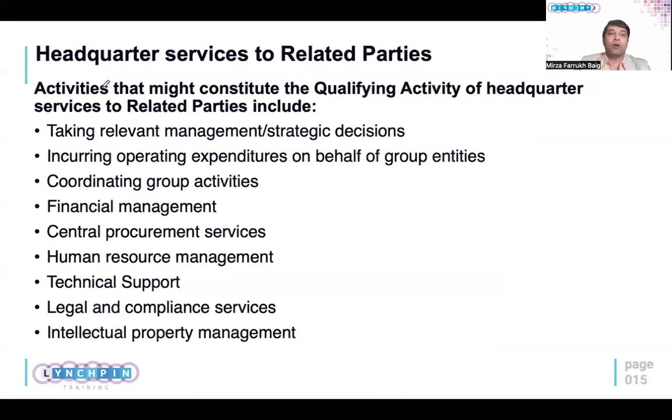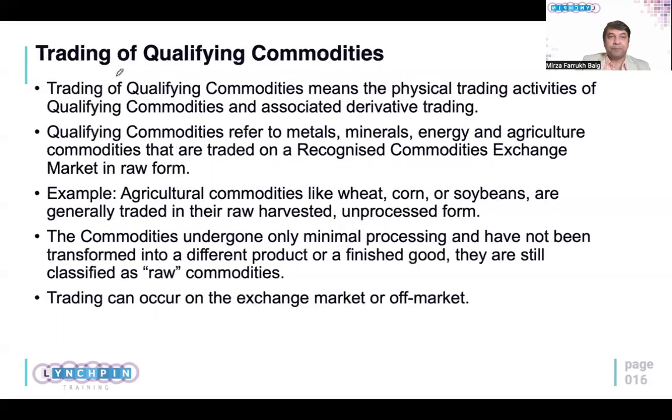Next, we'll see the headquarter services. Headquarter services are also very common, if I'm giving services to my sister entities and my subsidiaries, where I am charging them to take some kind of decision, where I'm incurring the expenses for my group companies and then charging them, or where I'm giving them financial services, human resource management services, or stuff like that. All this would be considered headquarter services, and subject to all other conditions which I explained earlier, if I fulfill this, I can claim the 0% benefit on my entire income.